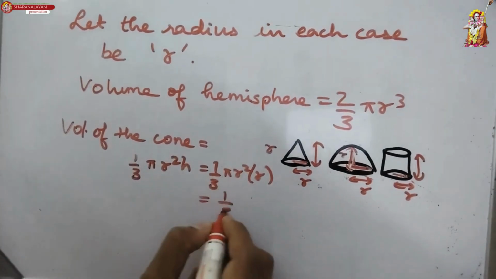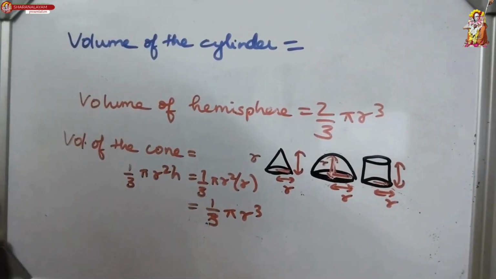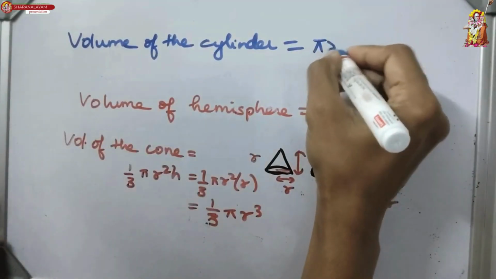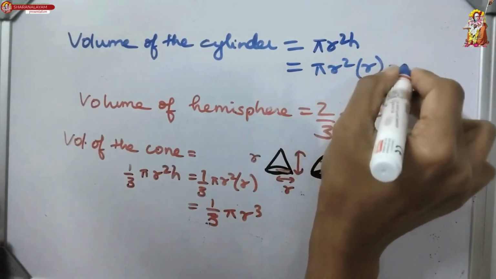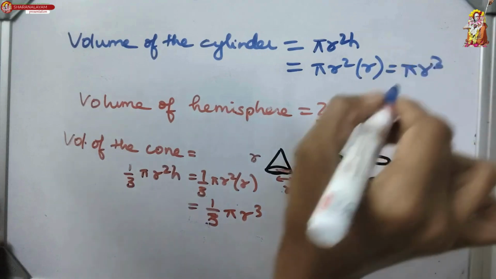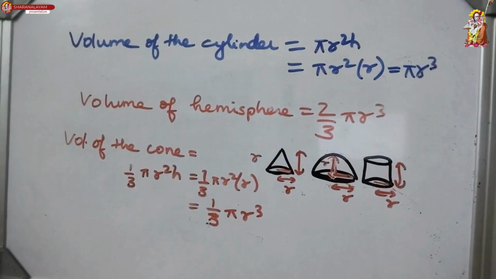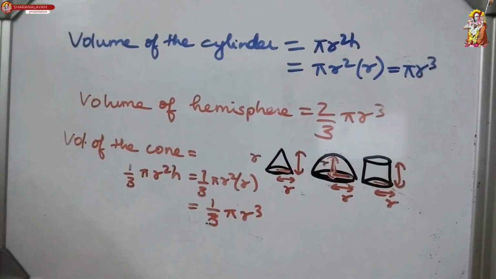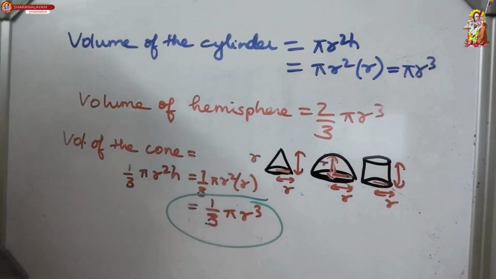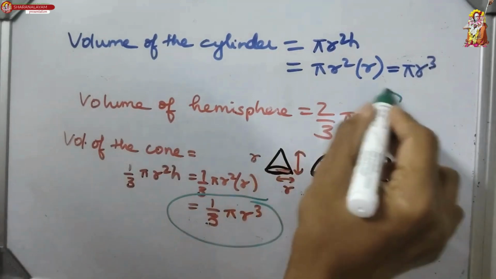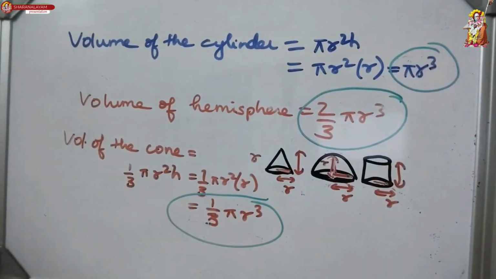Which is equal to 1 upon 3 pi r cube. Also, we know the volume of the cylinder will be equal to pi r square h. In this case, it will be pi r square into r, which is equal to pi r cube. Now, check these three: the volume of the cone, the volume of the hemisphere and the volume of the cylinder. So, the volume of the cone is 1 upon 3 pi r cube, the volume of the hemisphere is 2 upon 3 pi r cube, and the volume of the cylinder is pi r cube.